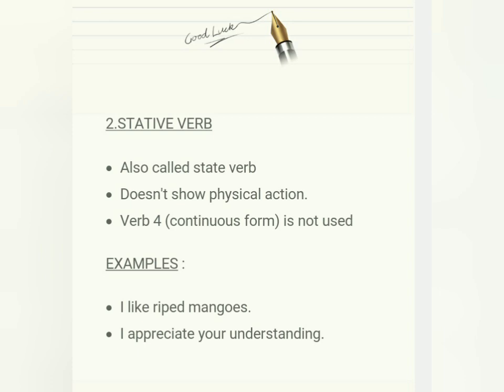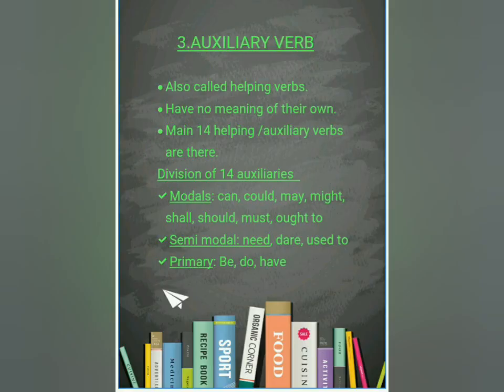Let's see guys. Third one is auxiliary verbs. These are very important verbs. You have definitely heard the name helping verbs, right? So another name for auxiliary verbs is helping verbs. They have no meanings of their own. The words are can, could, may, might, be, do, have, many more are there. Basically, main 14 helping verbs or auxiliary verbs are there.